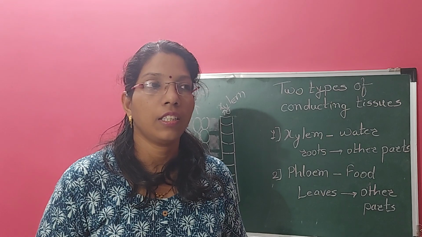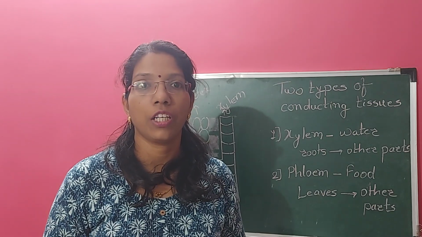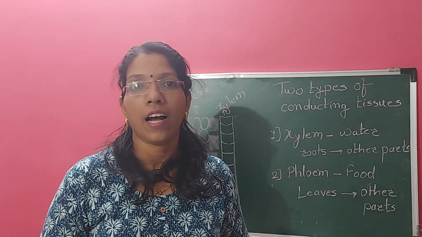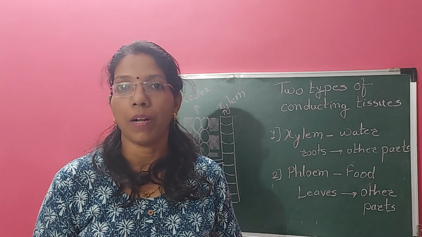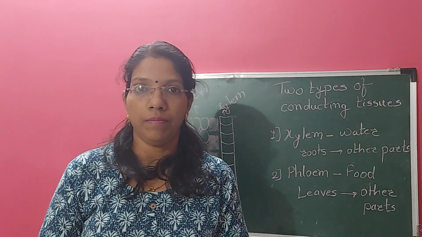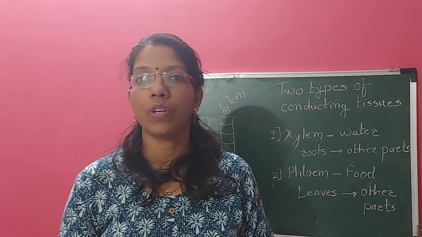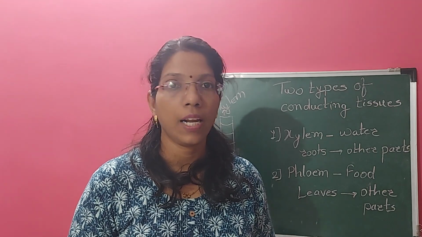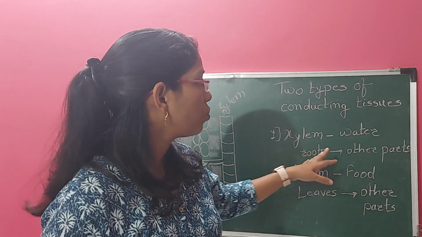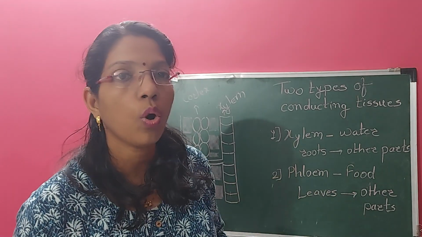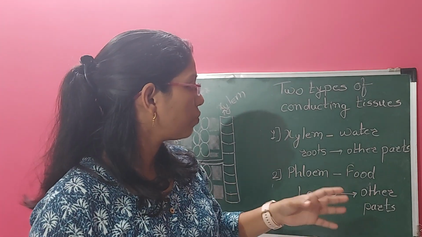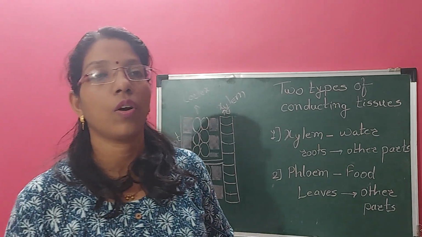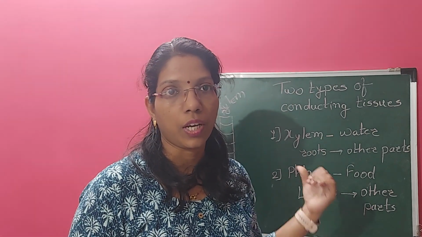Plants require minerals like nitrogen, phosphorus and potassium, and they are taken up by the roots of the plants from the soil. There are two types of conducting tissues in plants, for conduction of water and conduction of food. Xylem conducts water from the roots to other parts of the body, and phloem conducts food from leaves to other parts of the body. How xylem conducts water, or how water is absorbed from the roots, we are going to see.